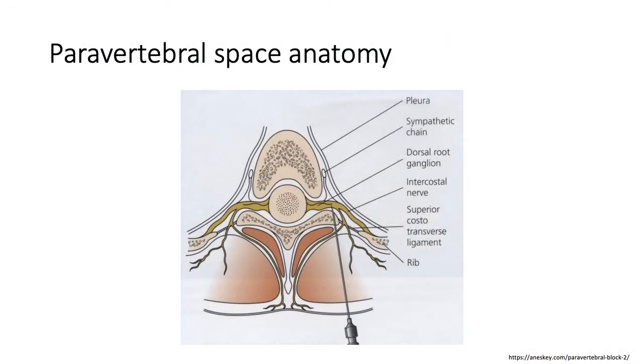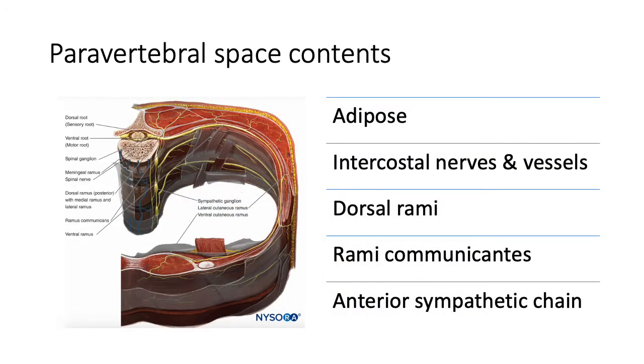Let's review the anatomy of the paravertebral space, which is a triangular space adjacent to the spine. The boundaries are the pleura, the vertebral body, and the transverse processes and the costo-transverse ligament. The paravertebral space contains adipose tissue, intercostal nerves and vessels, the dorsal rami and rami communicantes, and the anterior sympathetic chain.